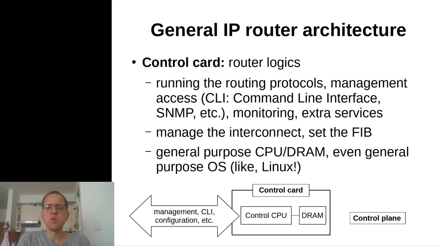We have all these different monitoring and extra services that are also implemented in the control cards, and it basically manages the interconnect and sets the FIB information in the line cards whenever we need that. Usually the control card itself is a general purpose PC, so we have a general purpose CPU like an x86 Intel architecture, and gigabytes of RAM. So most of the time we even have a general purpose operating system running on these control cards. Linux is being used more and more in this context, but different router vendors have their own operating system that runs on the control card.